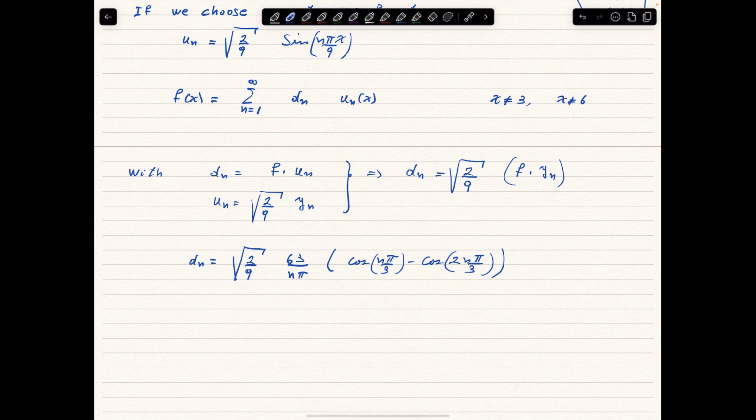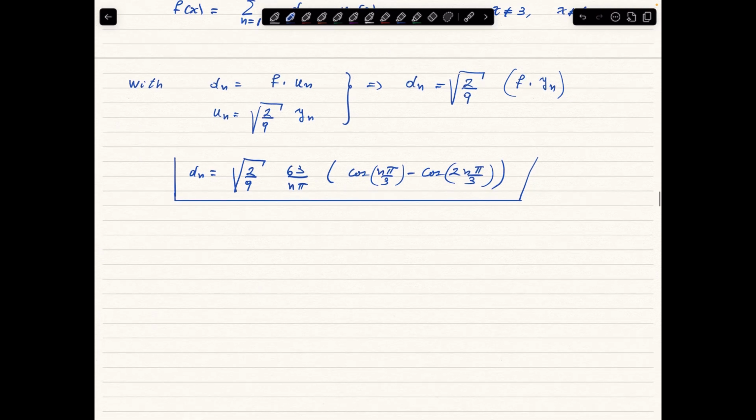So that is the coefficient dn that goes in the expansion. So now we write down the whole expansion, and then we are going to have that f of x can be written as a sum from n equal 1 to infinity. Now we are going to have the square root of 2 over 9, then we are going to have the 63 over n pi. Then we are going to have the cosine of n pi over 3 minus the cosine of 2 n pi over 3. And then we are going to have the unit eigenfunctions.